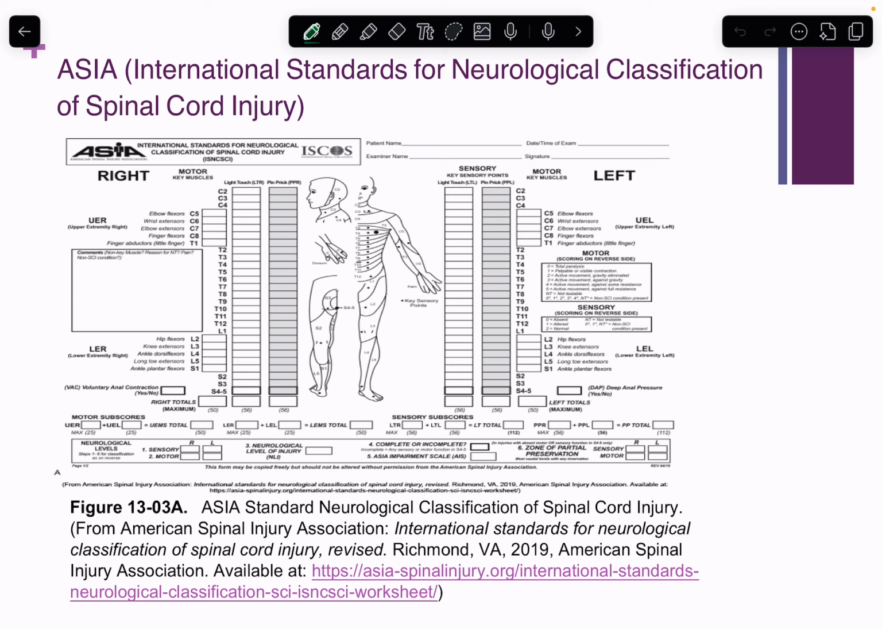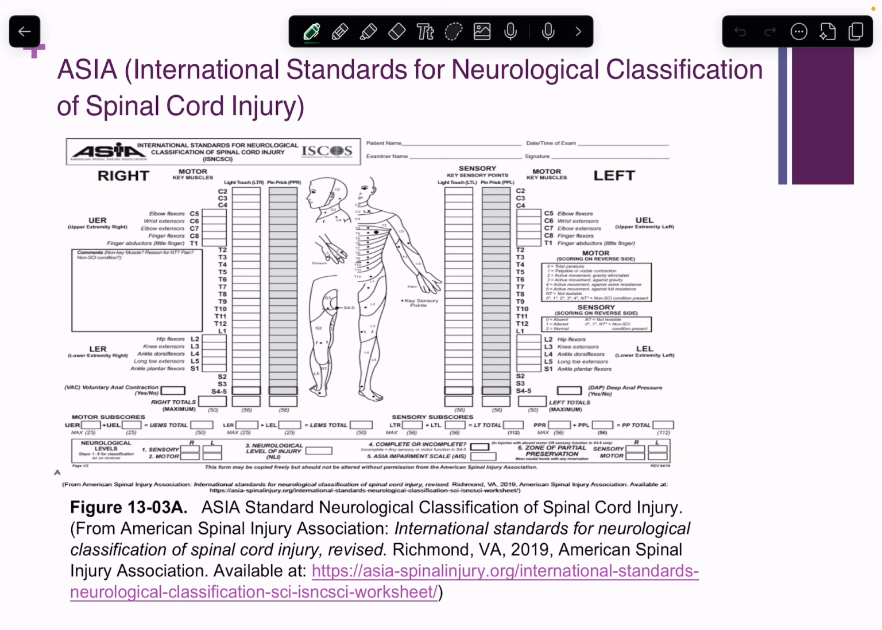You can see motor on the left side, sensory on the right side. The sensory examination assesses sensory function across 28 key points on each side of the body, corresponding to each dermatome from C2 to S4-S5. There are two types of sensation that are evaluated: light touch and pinprick, using sharp or dull discrimination.